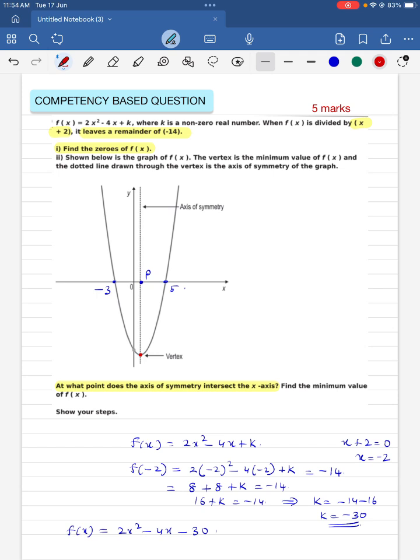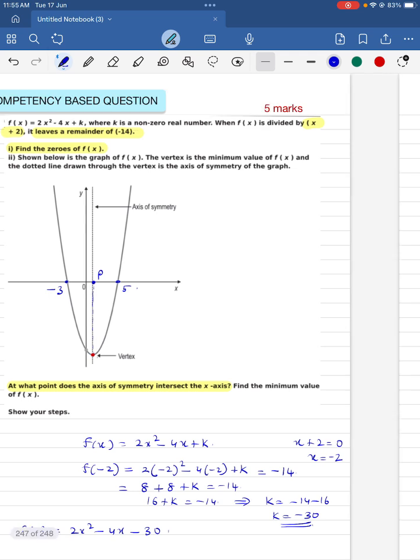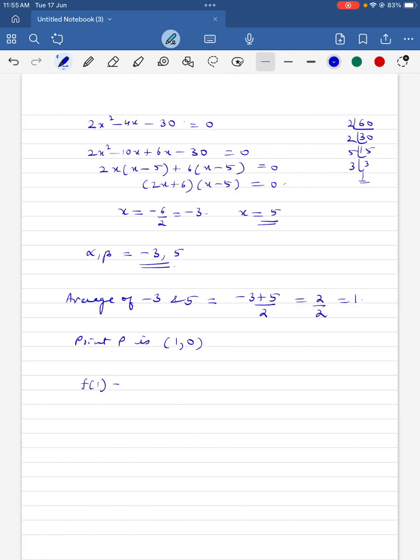Now let's find the minimum value of this polynomial. Because it's in a straight line from point P, I know the x coordinate of this point is going to be 1. So all I have to do is to find the value of f of 1 and I will get the minimum point. So f of 1 is equal to 2 times 1 squared minus 4 times 1 minus 30. So that's 2 minus 4 minus 30, which is minus 2 minus 30, which is equal to negative 32. So the minimum value of f of x is equal to negative 32.